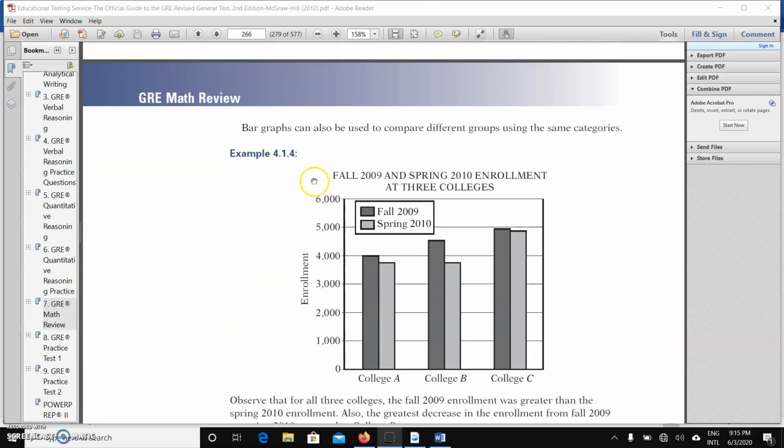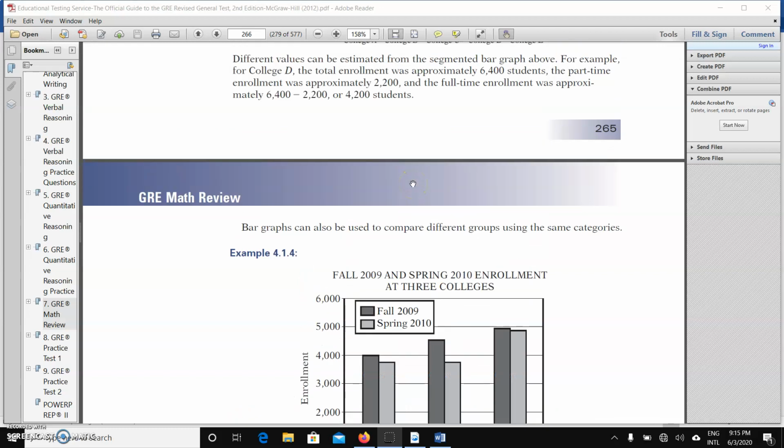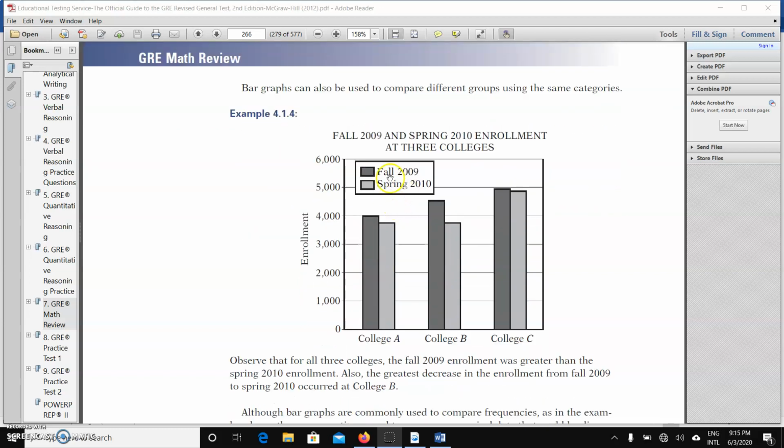Now, this is another bar chart. See the same thing. This one is for 2009 and spring 2010 enrollment at 3 colleges, college A, B, and C. Now, here, this is the key. They said 2009 is represented by the colored box. This other box here is for spring 2010.